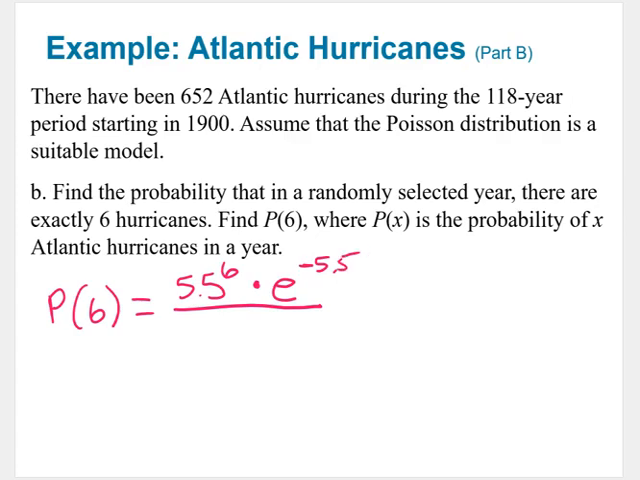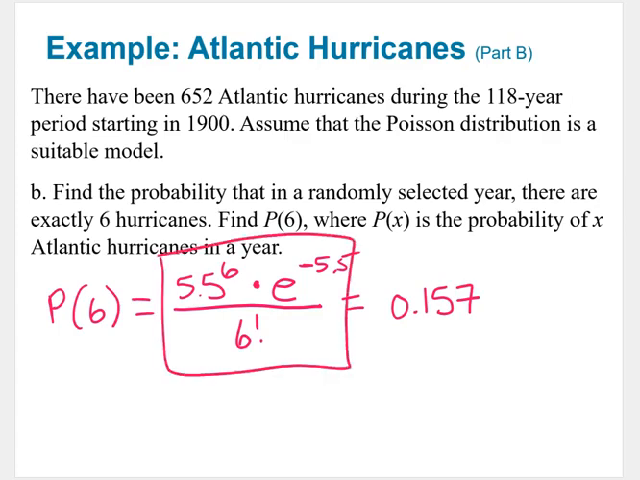It's very important that you know how to put that all in your calculator all at once. Then you're going to divide that number by 6 factorial, your x factorial. You have to know how to use those buttons on the calculator to do all this. I usually put in this whole thing, then divide it by 6 factorial and press enter. That should give you 0.157. So the probability that you're going to have exactly 6 hurricanes in any given year is about 15.7%. Calculator use is going to be really important in this section, so you have to know how to use that calculator.